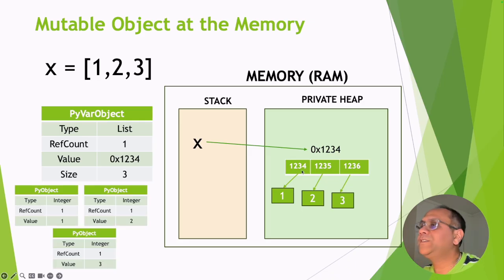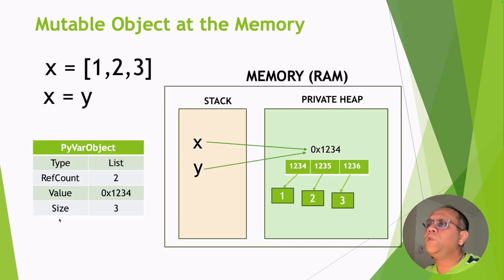And this value actually stores the memory address of this particular PyVar list object in the memory. The integer object 1, let's say, is stored somewhere in the memory. It has a memory address, and the list stores that particular memory address of integer object 1. Like that, it also stores the memory addresses of integer object 2 and integer object 3.